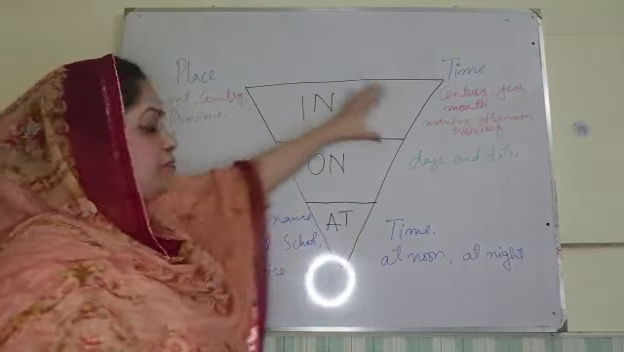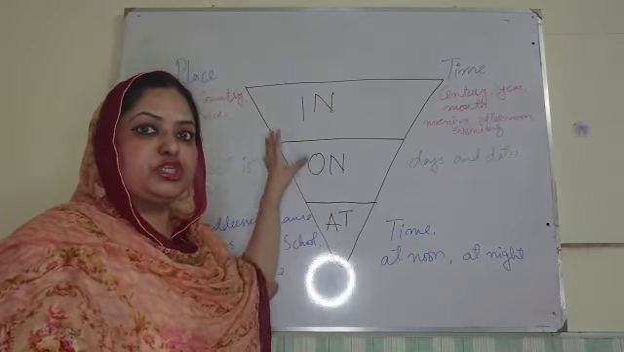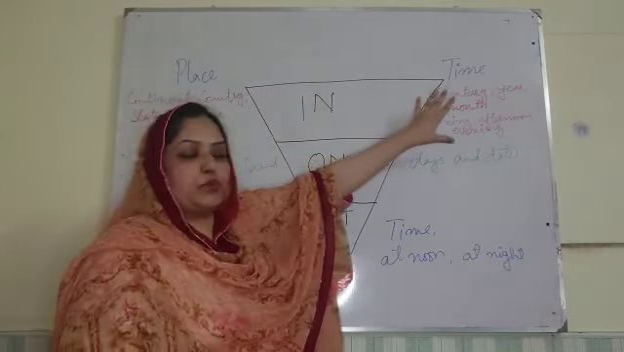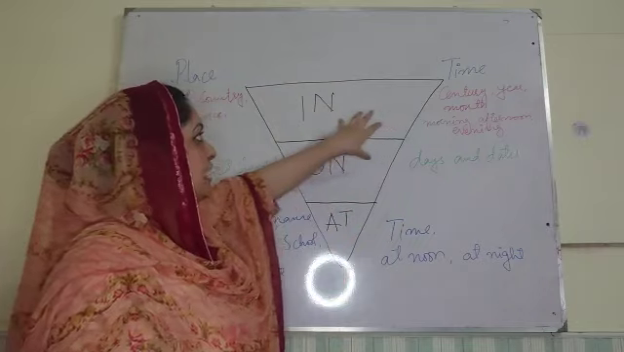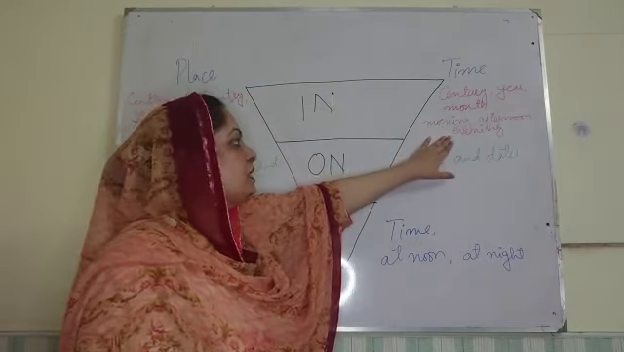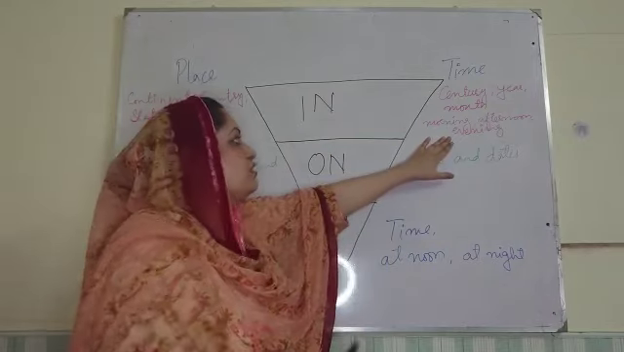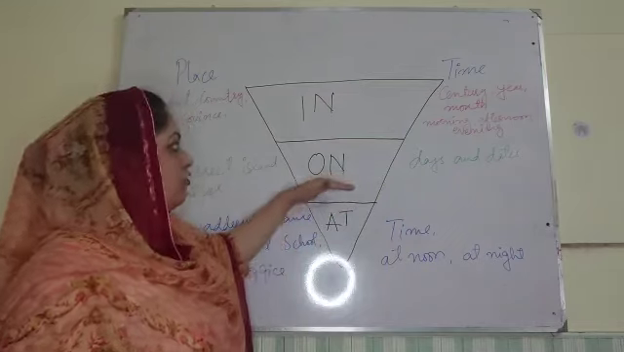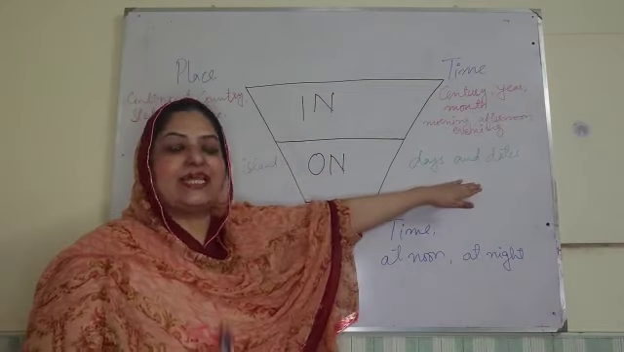For time and place, we use these three prepositions. When you talk about time, you say in century, in year, in month. And for the timings of the day, we say in the morning, in the afternoon, and in the evening. On is for days and dates.